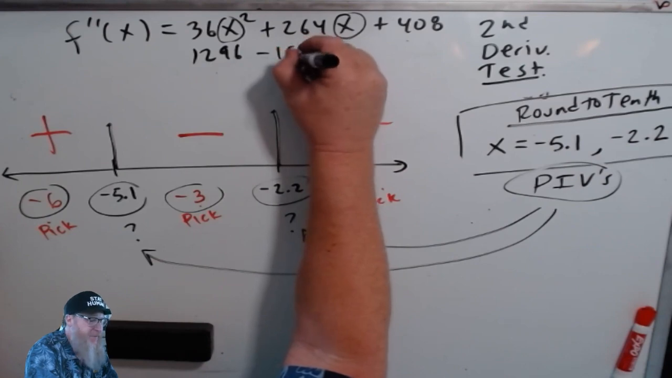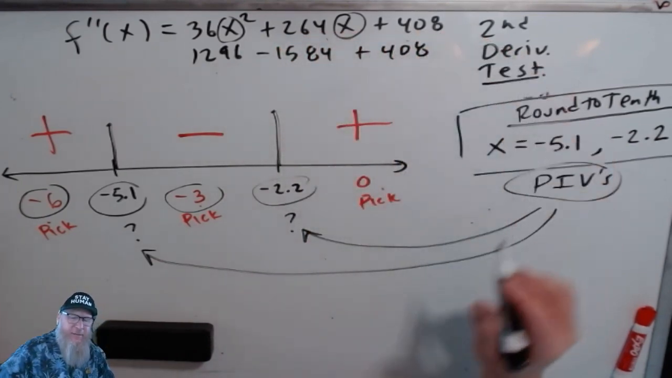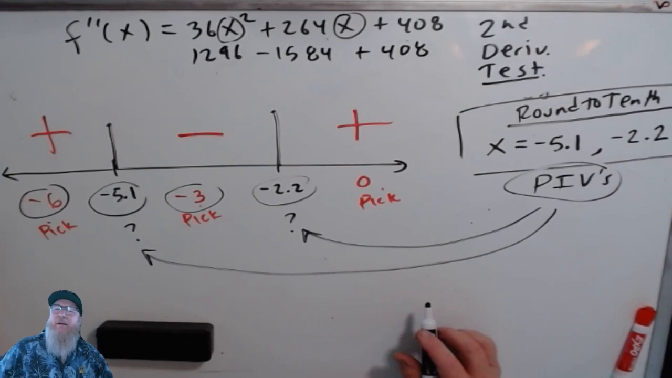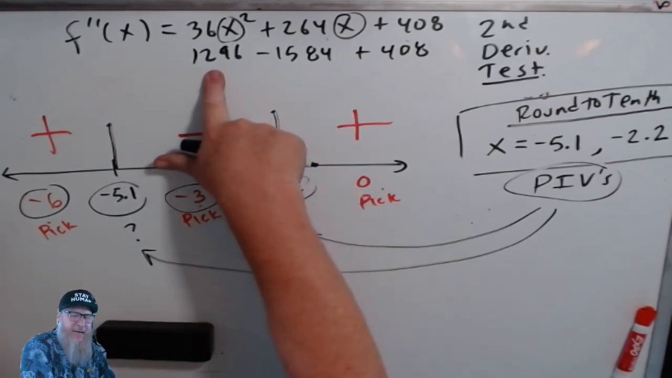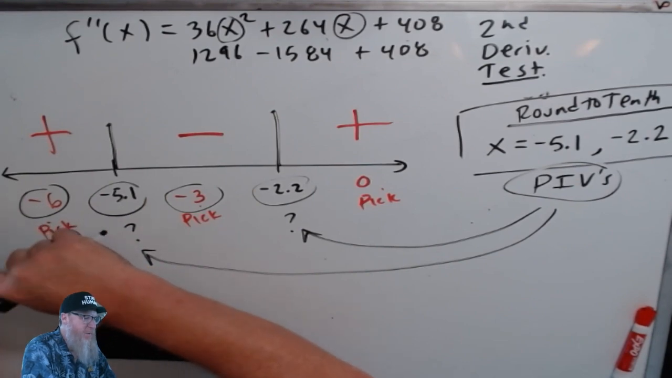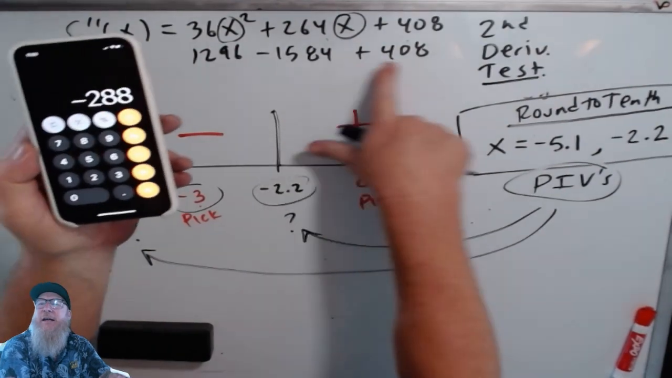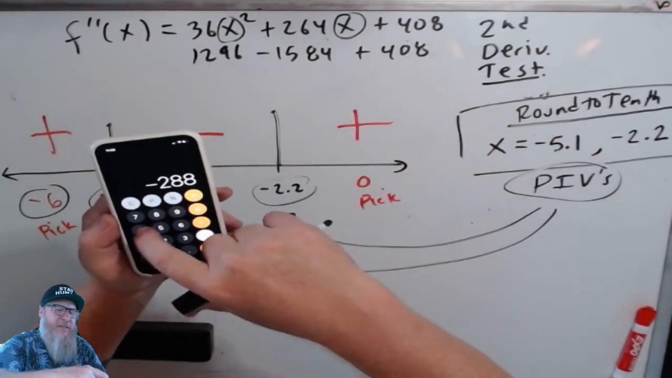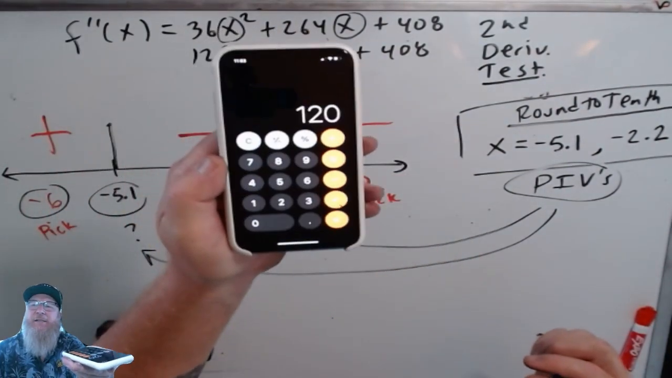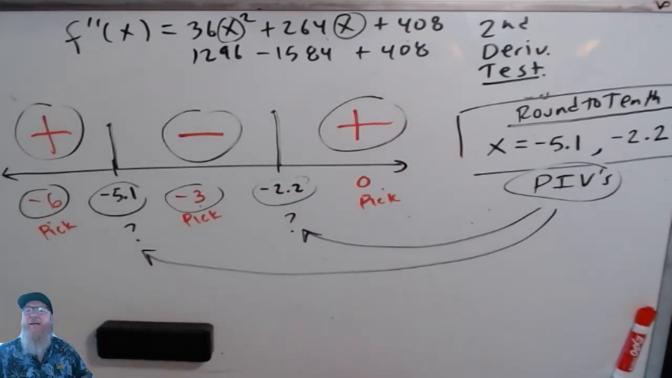That's negative 1584 and then plus 408. All right, so I've got 1296 minus 1584. That's negative 288. That's just these two. And then plus 408. I could just stop now. I know that's going to be positive. So I verified that they're all right.